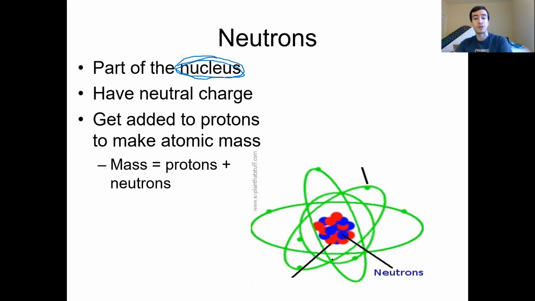So they and the protons are hanging out down here in our nucleus together. Neutrons, unlike the protons, however, do not have a charge. So they have, some people call it a zero charge, or where they get their name from is having a neutral charge. So it's not positive, it's not negative, it's neutral.